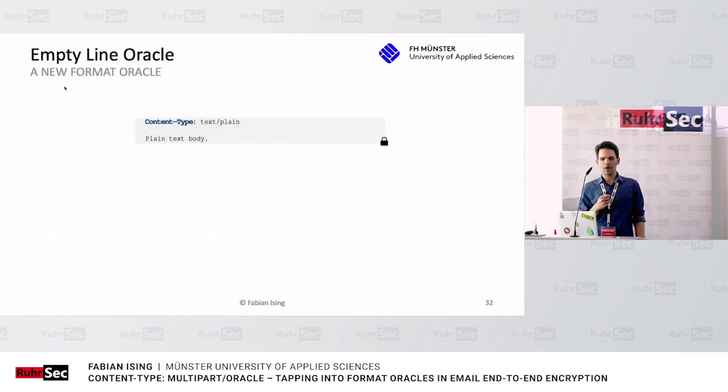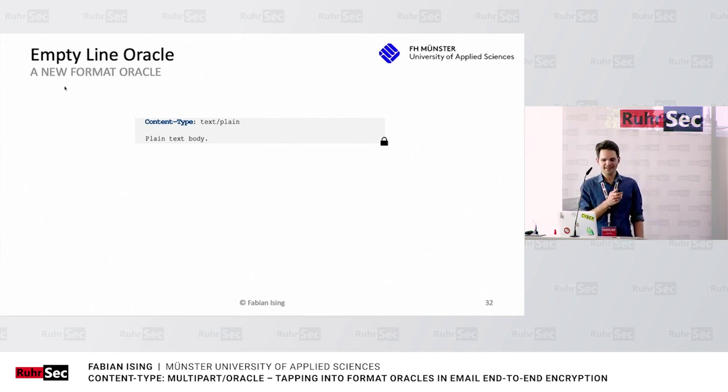So still, we had one problem remaining. We had no working format oracle in iOS Mail. It's a very bad Bleichenbacher oracle. Again, very many queries. And it does not check the CBC padding in the first place. So they do the same as NSS, just truncate the message and be done with it.